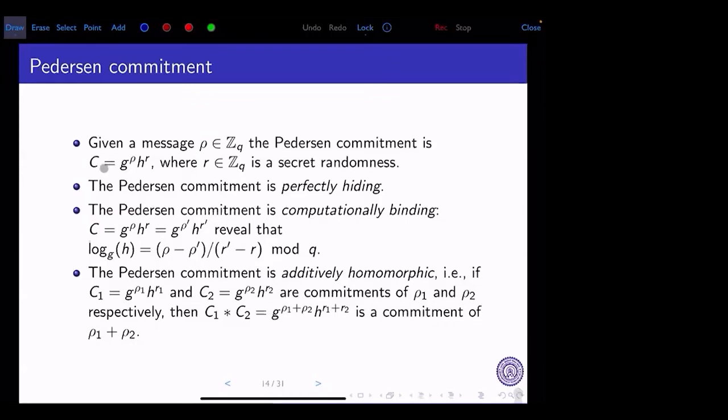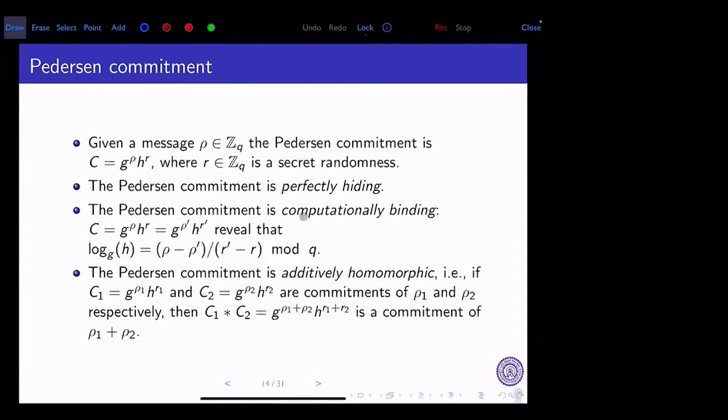And this Pedersen commitment is perfectly hiding. Why? Because given C, all messages are equally probable. So C leaks no information about the message, none whatsoever. So that's what is called perfectly hiding.